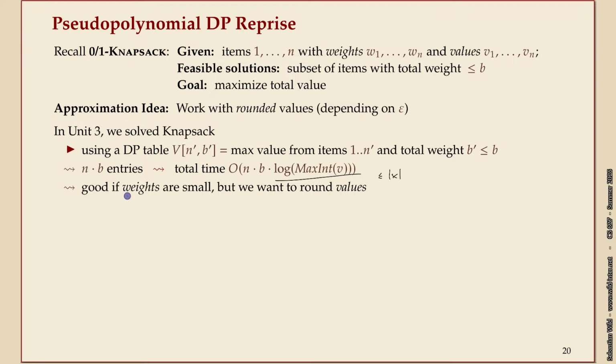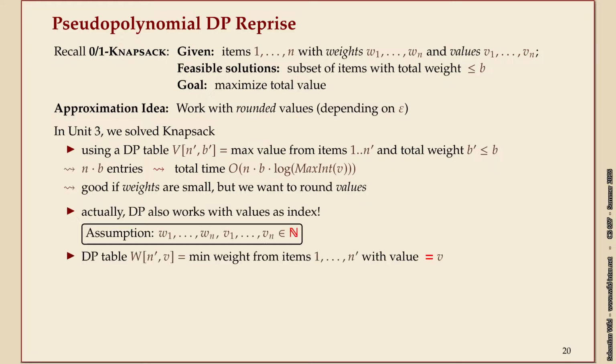So this solution from back then was great if the weights are small, but now we're trying to round the values and leave the weights unchanged. So it's a little inconvenient. Luckily, you can take the same core idea of a dynamic program and tweak it so that the size of the table depends on the values and not on the total capacity of the knapsack. It's slightly less efficient in general and is slightly more inconvenient. That's why I didn't present it that way in Unit 3, but you can do it.